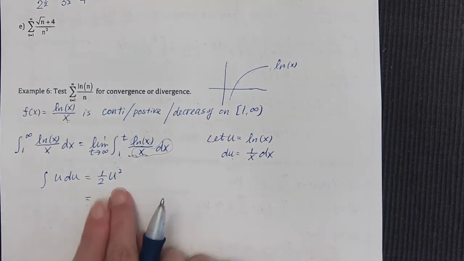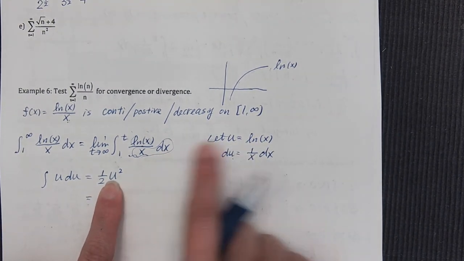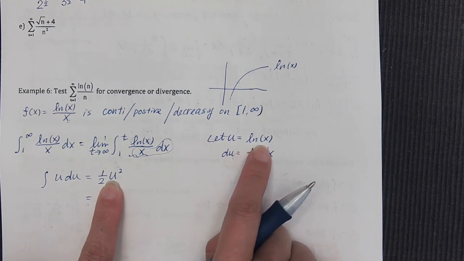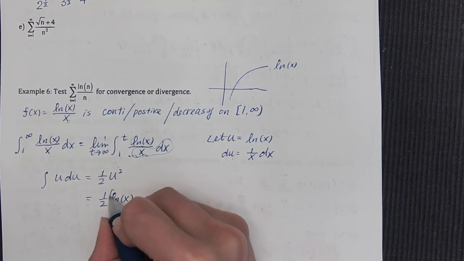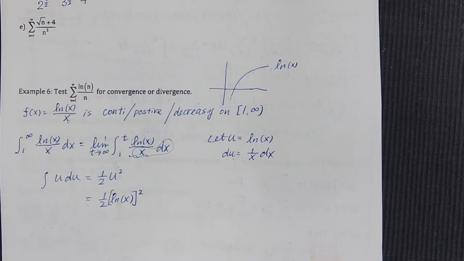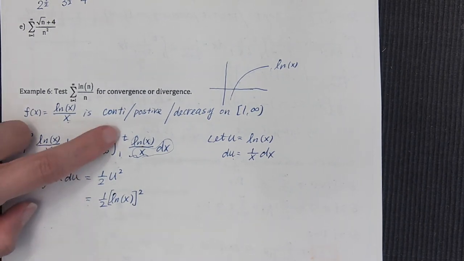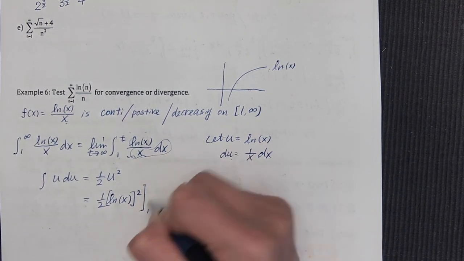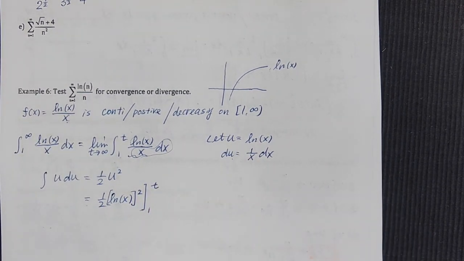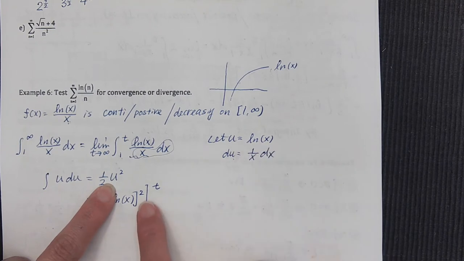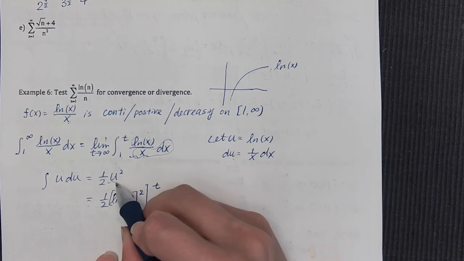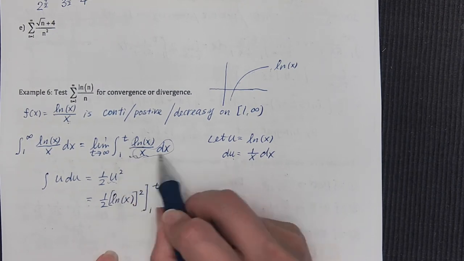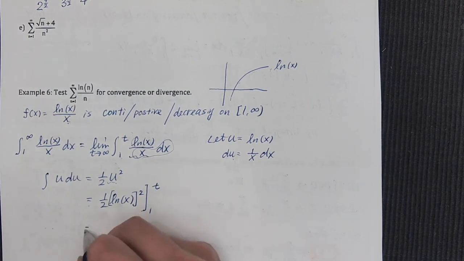But I know u should go back to x, because my u is natural log x. So it's 1 over 2 times natural log x, squared, then from 1 to t. So make sure you substitute back to x, because we are evaluating from 1 to t, and those limits are values of x. Okay, so now pretty much we are done.